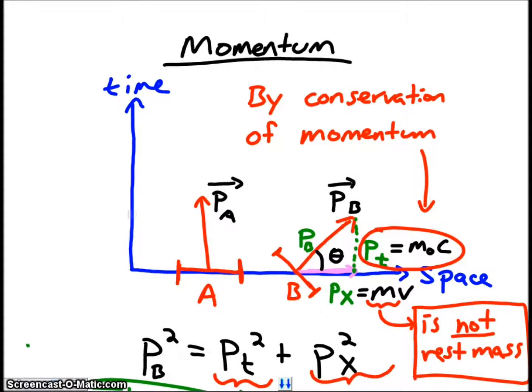and so that added momentum to rocket ship B. To figure out rocket ship B's total momentum, which we'll represent with P sub B, we actually will use the Pythagorean theorem. The momentum of rocket ship B in the spatial direction is given by m times v, just like we're traditionally used to. It has a velocity v, so its momentum is m times v. I'm going to represent that as P sub x, meaning the momentum in the x direction.